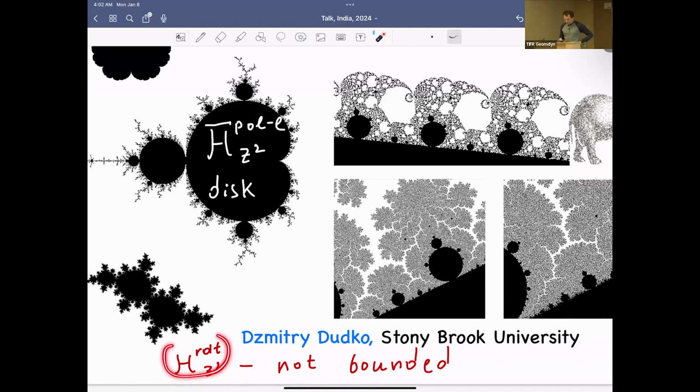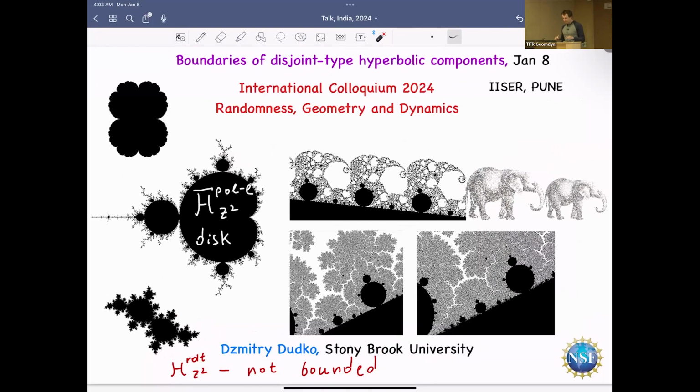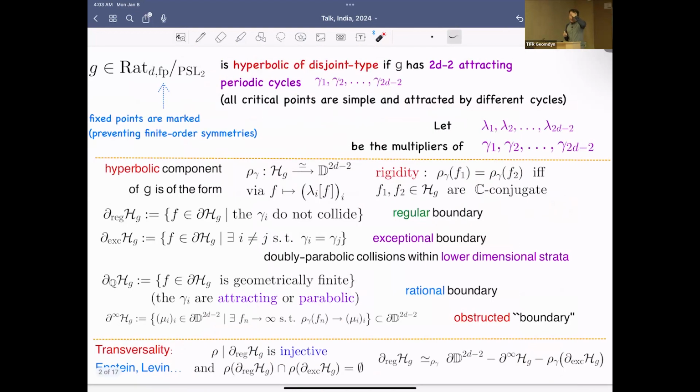As I said, more or less everything is known about this hyperbolic component and its boundary, but we can still add a little bit more. The main message is that a lot that is true for this hyperbolic component is also true for a general disjoint type hyperbolic component in the space of rational maps. So let's start with definitions. We are looking at a rational map which is hyperbolic of disjoint type.